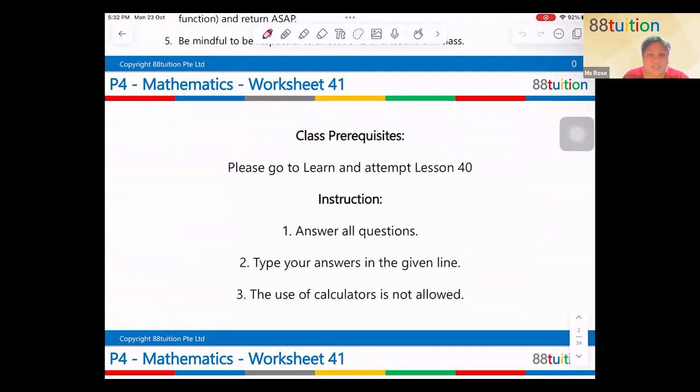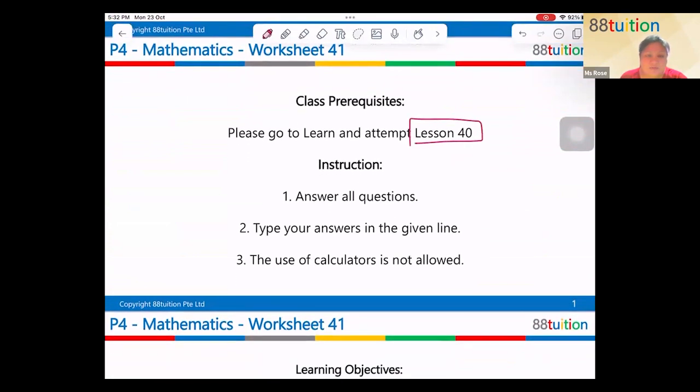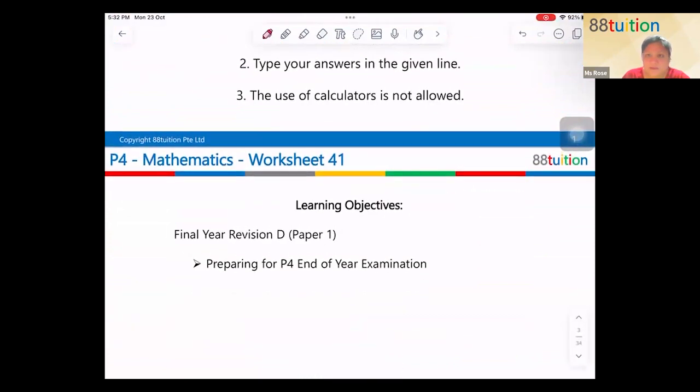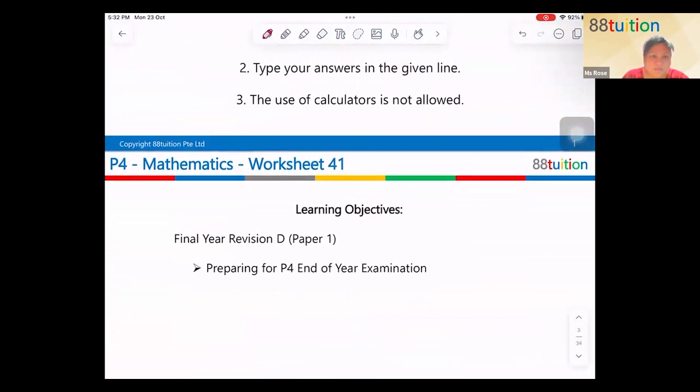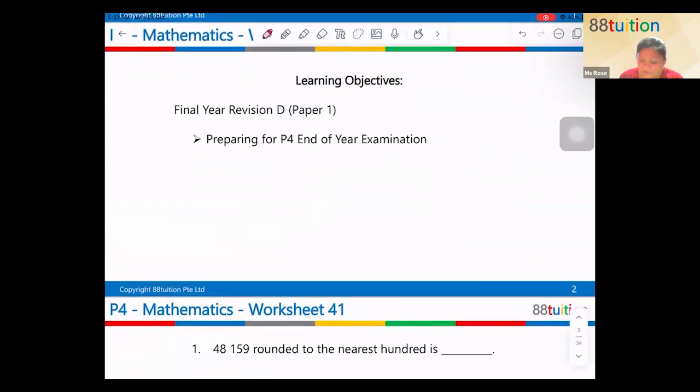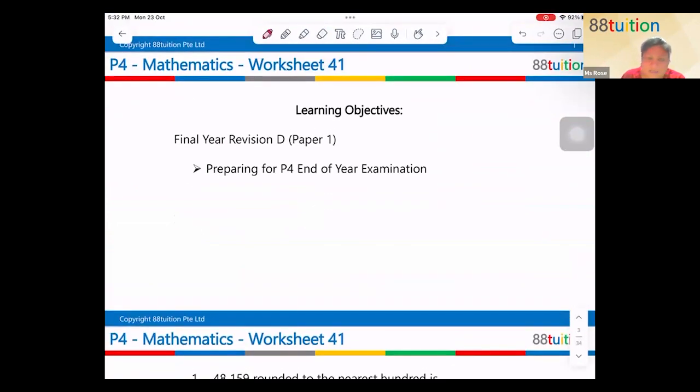So this is actually lesson number 40. You need to see the video recording for lesson 40. Now, let's look at some of the questions. Most of you who attempted got it right, so I won't go through those questions, or rather, I'll just go through them very quickly. This is actually a revision of your final year paper 1.